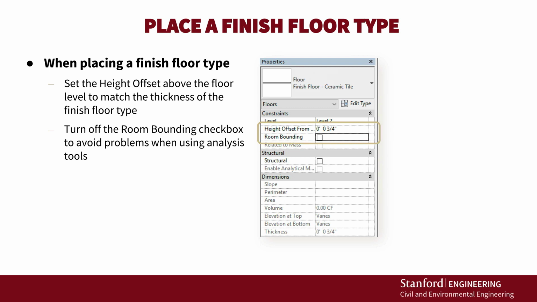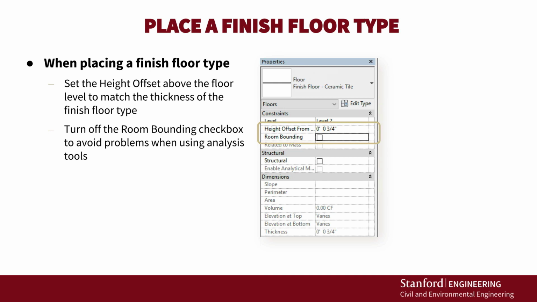Now, when placing a finished floor type in your model, there are a couple important considerations to keep in mind. You don't want the finished floor type to overlap with the subfloor type. So as you place the finished floor type, you should set its height offset so that it floats above the subfloor. Set the finished floor's height offset to match the thickness of the finished floor type. That way it'll float just above the subfloor.